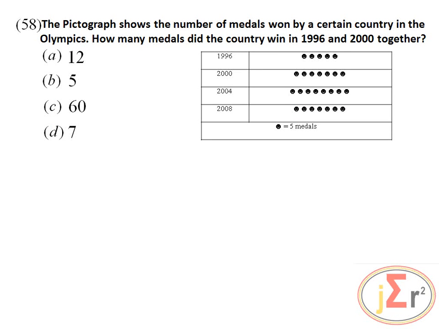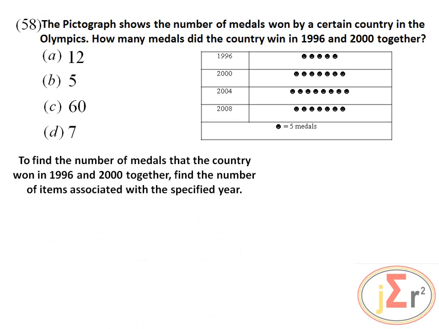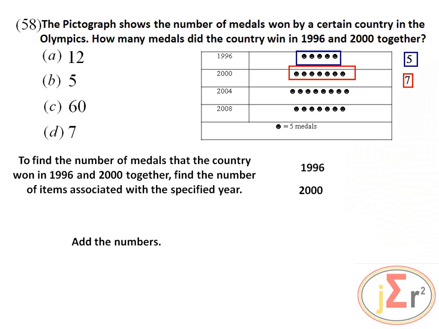And we have the same pictograph. And the question this time is, how many medals did the country win in 1996 and 2000 together? To find the number of medals that the country won in 1996 and 2000 together, find the number of items associated with the specified years. So 1996 we have 5 items, and in 2000 we have 7 items.